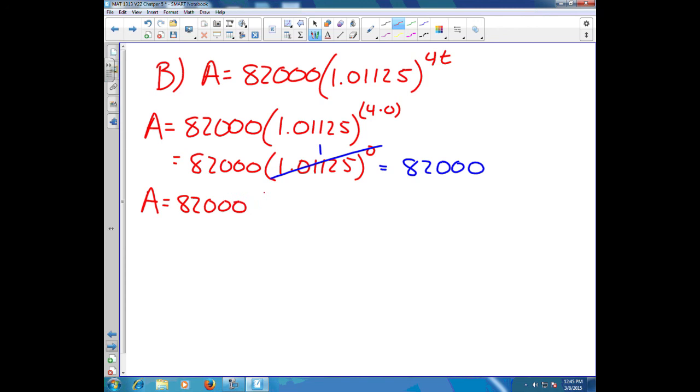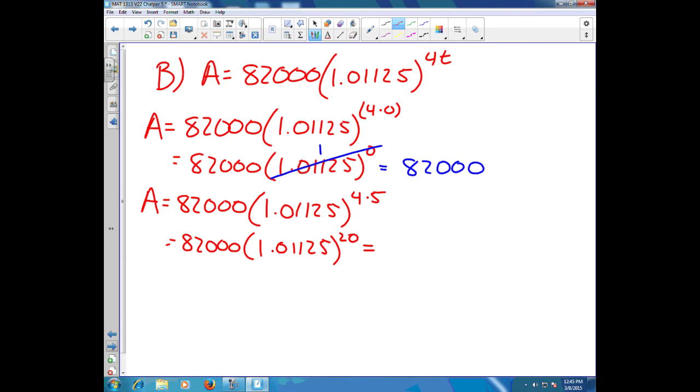After 5 years, now we get 4 times 5. Well, that's 82,000 times 1.01125 to the 20th power, which is 82,000 times 1.25075. And so after 5 years, you would have $102,561.54.